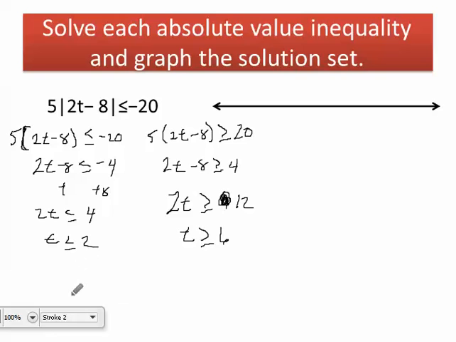Now I want you to notice what I've got here. I've got that t is less than or equal to 2 and t is greater than or equal to 6. Wait a second. That didn't quite work out, does it? Here's 0, here's 2, here's 4, here's 6. If it's less than or equal to 2, that's a solid point here going this way. And greater than or equal to 6, that's a solid point here going this way. This is not a conjunction. Those are going opposite directions, aren't they?